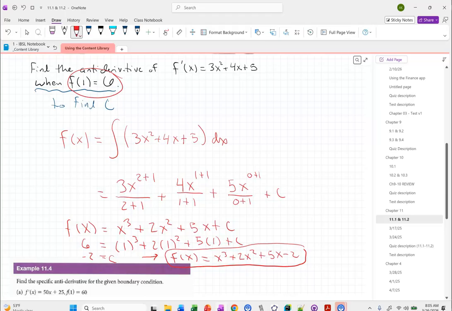So notice that this problem is really no more difficult than the previous problem, and we just add an additional step at the end where we have to solve for c. But again, if you're given the x and the y, all you're doing is plugging in x and y and solving for c.